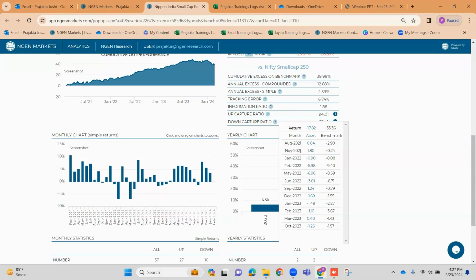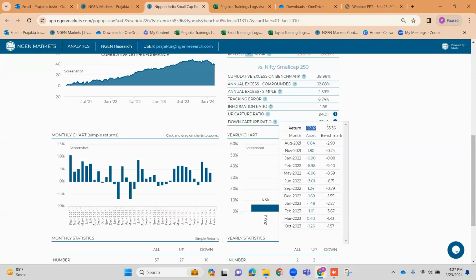So for example, in November 2021, you'll ask, why is this month captured? That's because the benchmark gave a negative return that time, right? Therefore, this will be termed as a bearish market. So in November 2021, when the benchmark was down by 0.24, our fund gave a positive 1.80% return. And that's definitely a good thing. And if you cumulate all of this up, that comes to a down move by the fund of 17%.